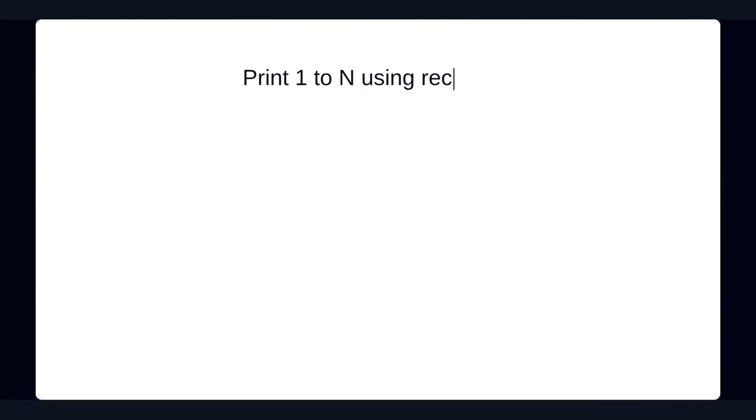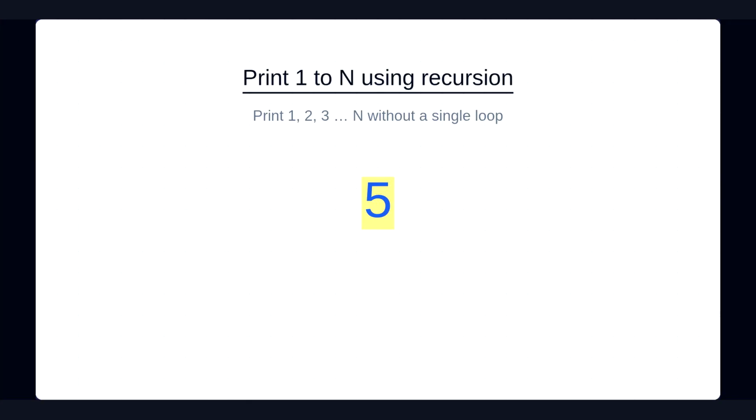Here is a classic first taste of recursion. We are given a number n, say 5, and we want to print 1, 2, 3, 4, 5 in order. The catch is no loops allowed. A function is only allowed to call itself. So how do we make something that repeats out of a function that just keeps calling itself?